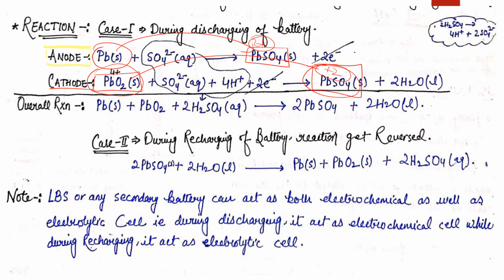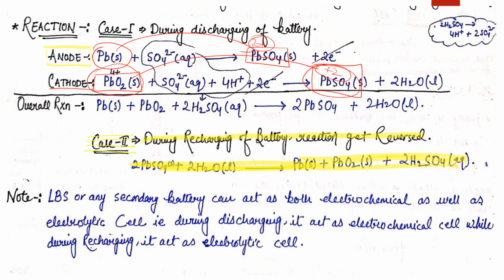So we can write the reaction of the lead storage battery for charging like this. During the charging of the battery, the reaction gets reversed. Very important point: if the reaction in case of discharging is forward, we can write the charging reaction in the opposite direction by making the reactants products and the products reactants. You can memorize this reaction for charging as follows.